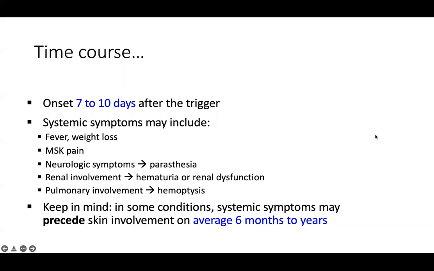So what's the typical time course? The typical time course after 7 to 10 days of that trigger is when you typically get the vasculitis. So this makes it difficult because someone may get a vasculitis and they did something the day before, and they may think that that was the cause. That's not typically when the trigger happens. The trigger happens further away from that. So 7 to 10 days.